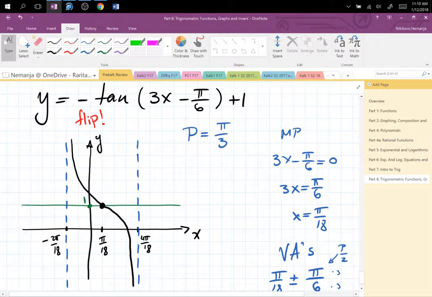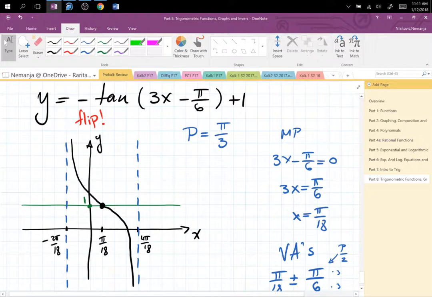Make yourself a note in whatever way that there is a flip, if there is one. Now, calculations. Midpoint is calculated when you set 3x minus pi over 6 to 0, and we get x is pi over 18. And then we are going to add and subtract half of the period, which is pi over 3 times half is pi over 6.